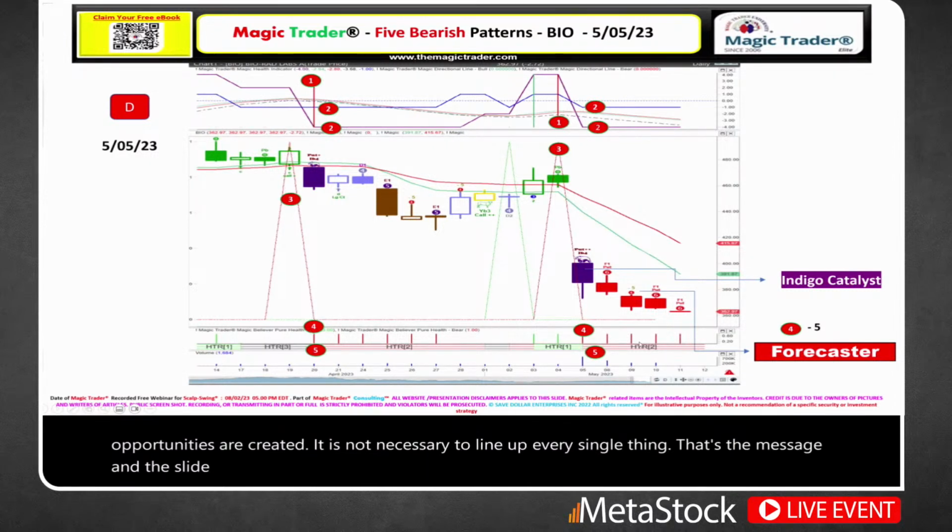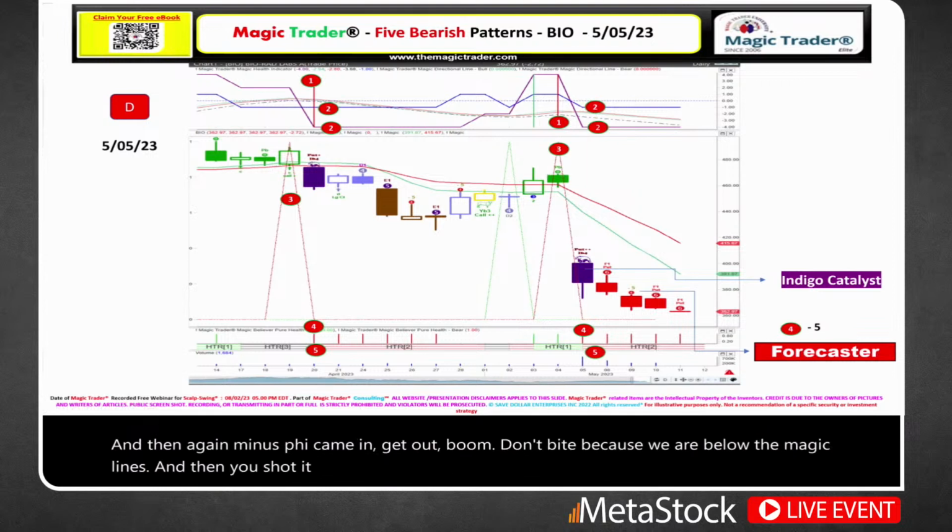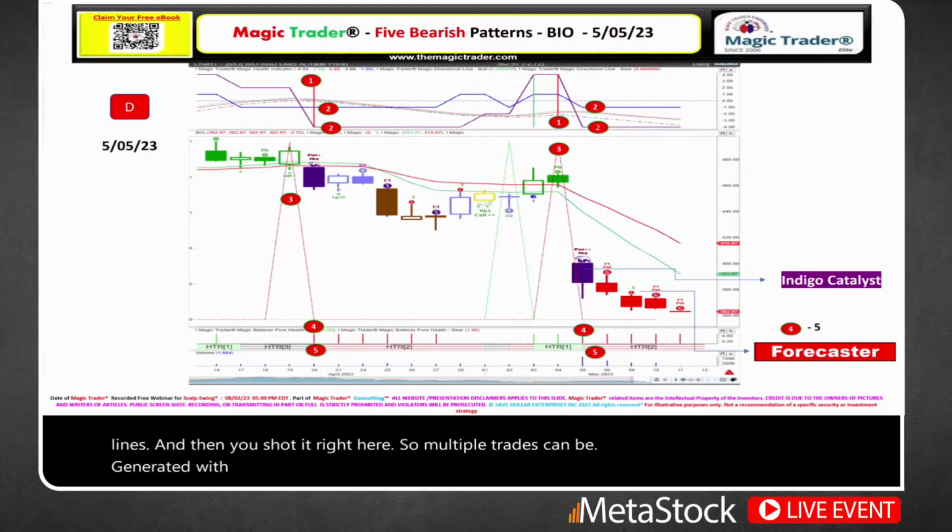And this is what I discussed before. And you had a second life, right here to here. And then again, -5 came in, get out. Bull, don't buy it because we are below the magic lines. And then you short it right here. So multiple trades can be generated with this technology. That's what the message is.